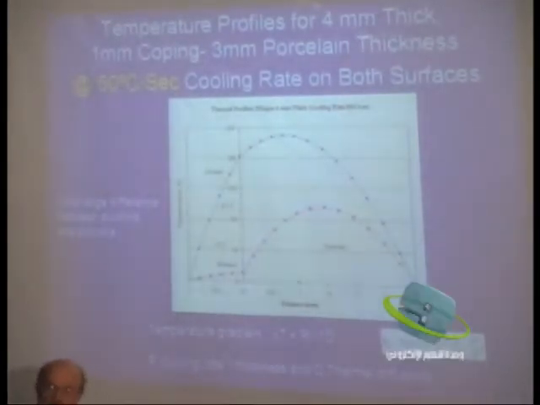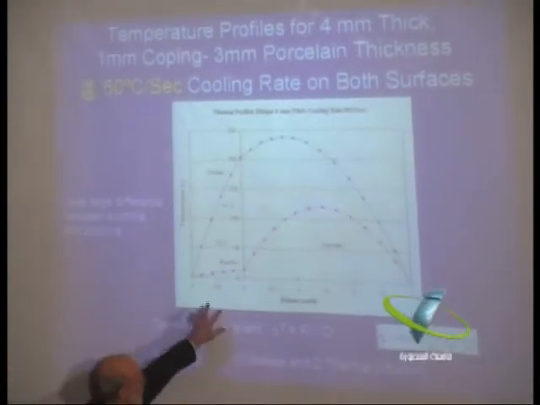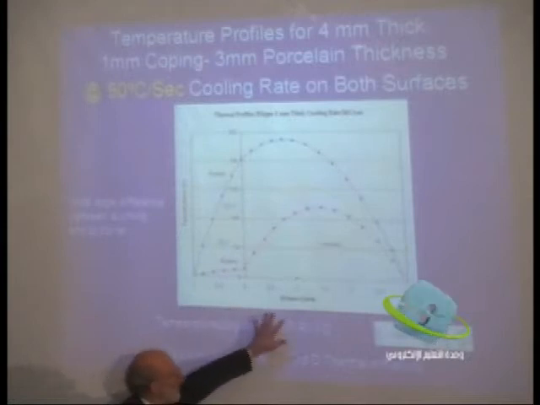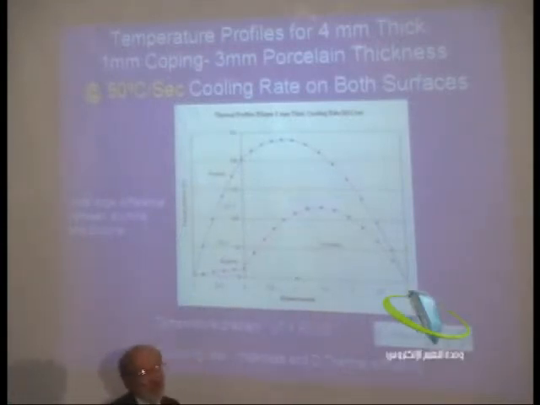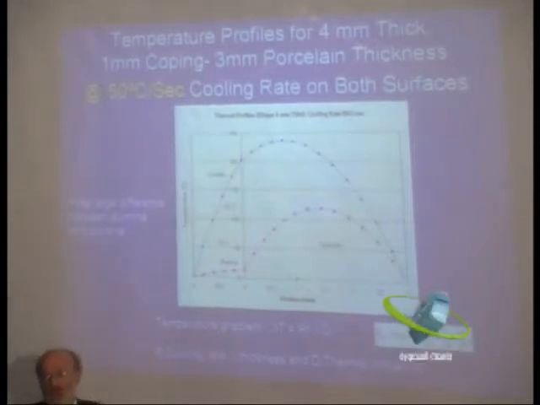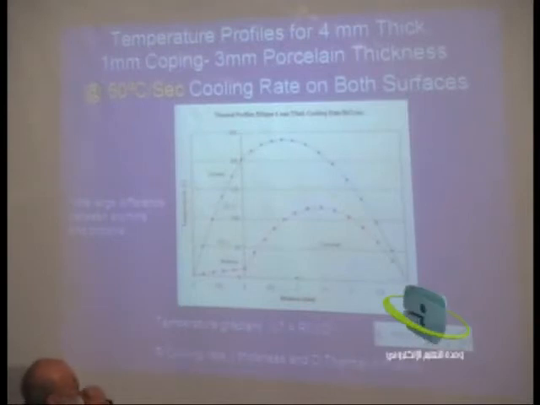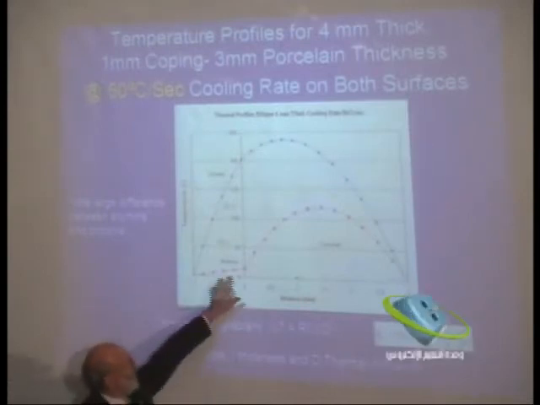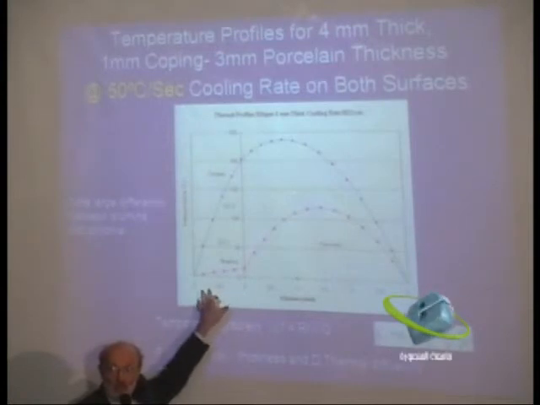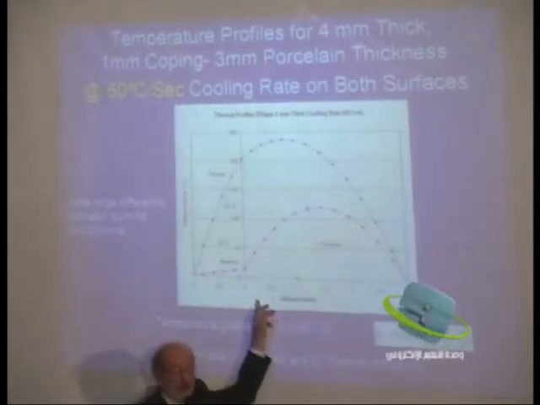So then we can do some simple calculations. And so here are the temperature profiles. This is 4 millimeters thick, for instance. We have a 1 millimeter coping thickness and 3 millimeter porcelain thickness. I know it's on the extreme. We cool it very quickly at 50 degrees centigrade per second. So it's very quickly cooled out of the system. Here is the alumina. Virtually no temperature gradient across the alumina. And then there's a small temperature profile through the porcelain.